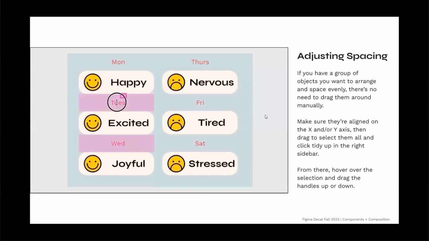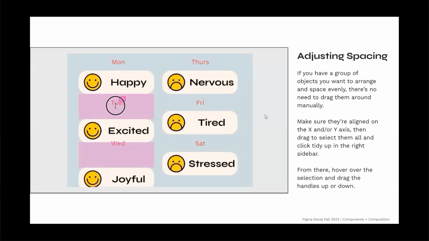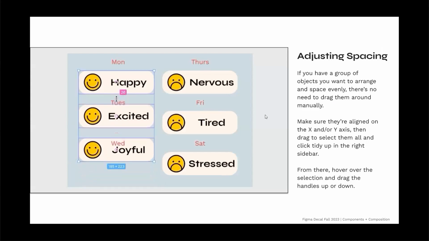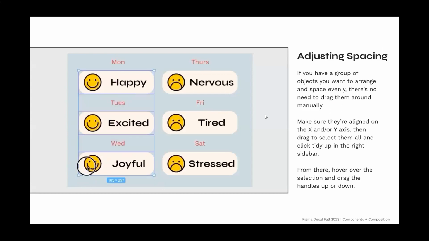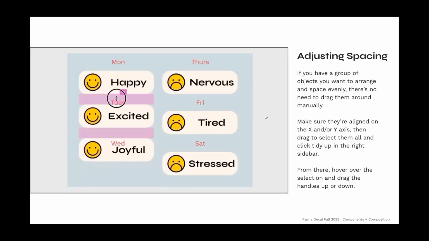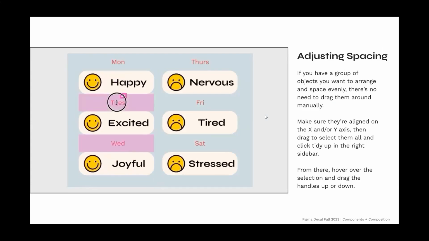If you make sure they're aligned on the X or Y axis and then click to select, and then drag to select them all and click tidy up in the right sidebar. You can also do this by selecting them all and then pressing Control-Shift-Alt-T for PC. I'm not sure what the Mac shortcut is. And then from there, you can hover over your selection and drag the handles up and down.